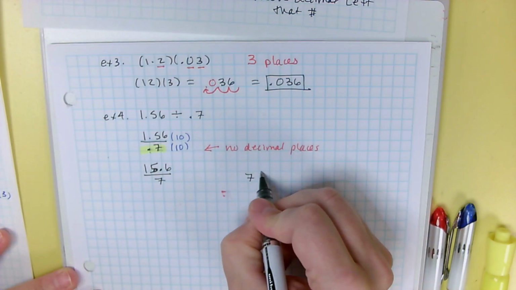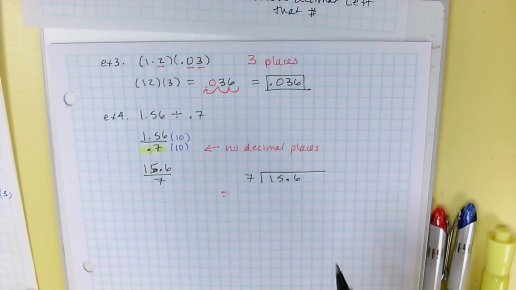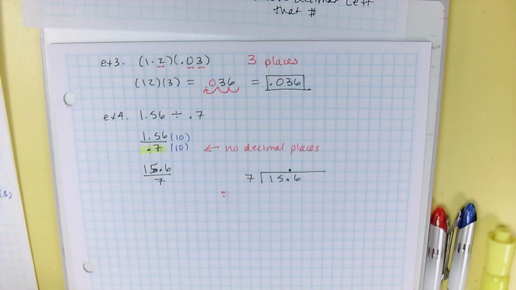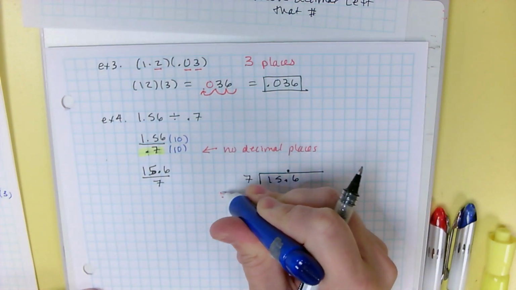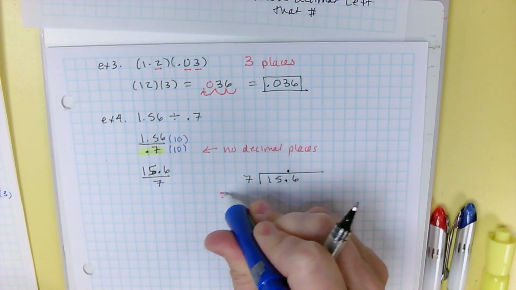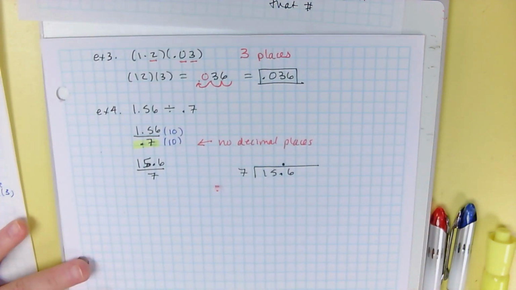So the 7 goes on the outside, the 15.6 goes on the inside. The decimal carries straight up the bar, above the division bar. So it just goes straight up from there. Erase my scritchy marks, but my whiteout is dead. Okay, so now we divide.